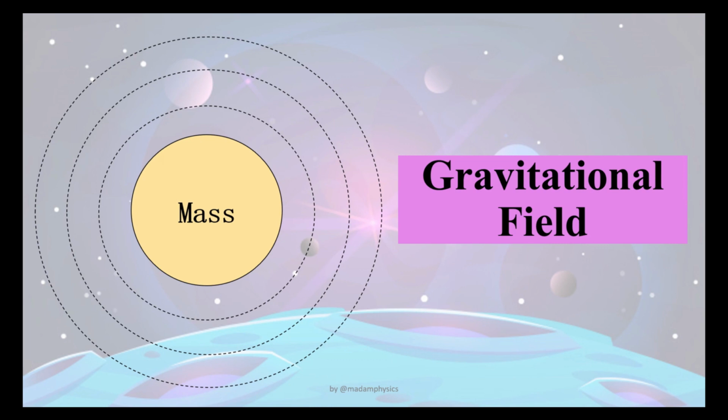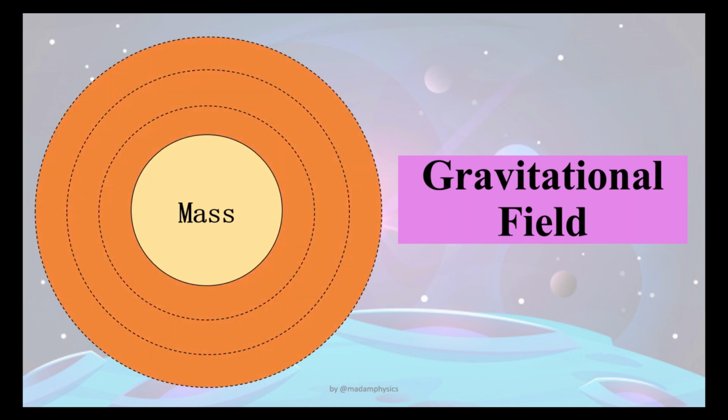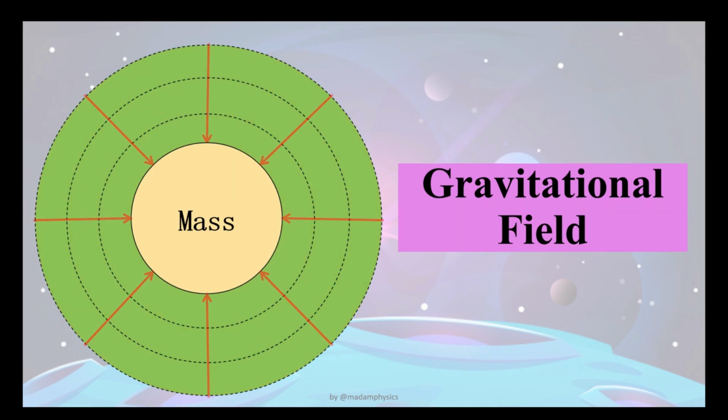Gravitational field is a region around a body that has mass. Usually, we put arrows to represent the direction of gravitational field strength. The direction is always towards the center of the body.